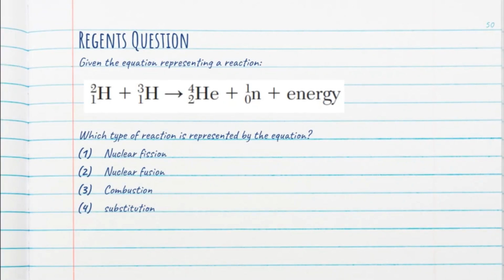Given the equation representing a reaction, which type of reaction is represented? In the reaction, the two H atoms come together to form a helium atom, and in the process, a neutron is released. This is an example of nuclear fusion, because two smaller nuclei come together to produce a larger nucleus.